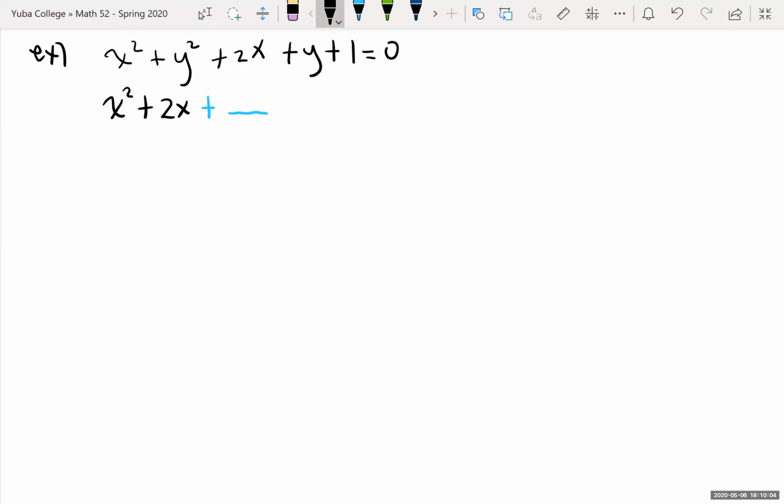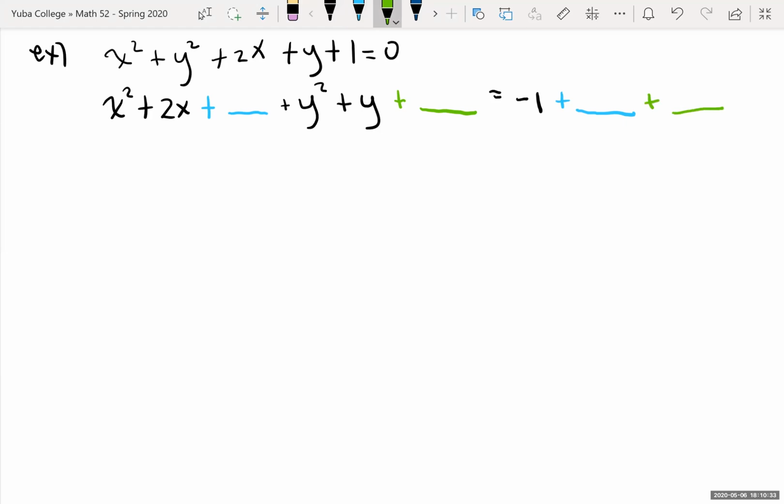Grouping my y terms together, I got y squared plus y. I know again, I'm going to add something here to make this a perfect square. So let's leave a spot for it. Equals. And so we need to move this 1 over to the other side. So subtracting 1, got -1. But if we add something to one side of the equation, we've got to add it to the other.